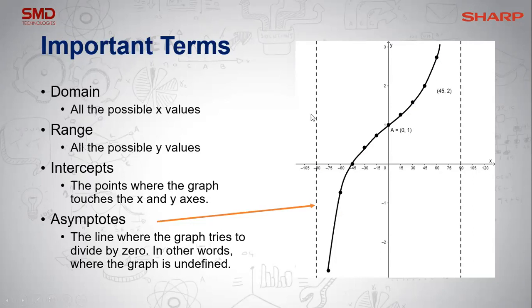Okay. And then, of course, your asymptotes are these beautiful little electric fences. It's where your graph is trying to divide by zero. Now, obviously, we can't divide by zero, so we call this an asymptote. And it just shows you where your graph is undefined. And I'll show you just now that on the calculator, it actually looks like an asymptote. So it's really nice for those students. I've hit the share button far too soon.